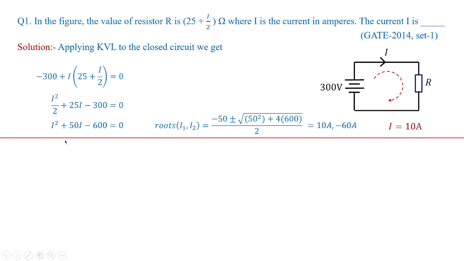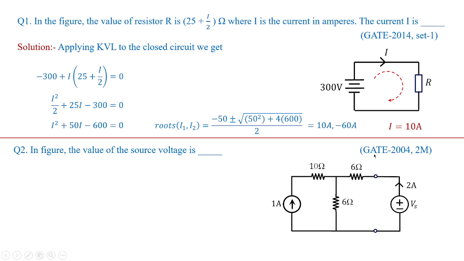So let us go with the next problem. In the figure, find the value of the source voltage. This is a GATE 2004 problem which was asked for 2 marks. Here you can see we have a T network supported by 1 ampere and an unknown voltage source which is delivering 2 amperes of current. We need to find the actual value of this source voltage. A very interesting problem.